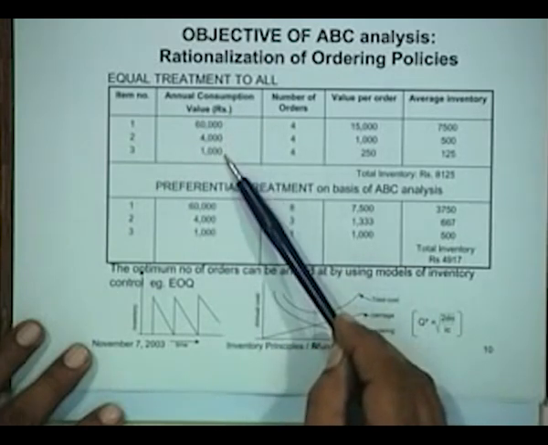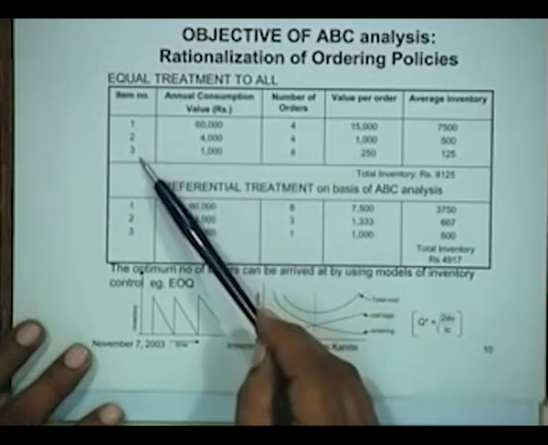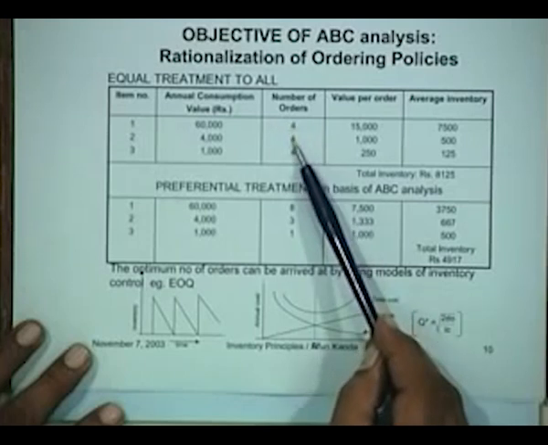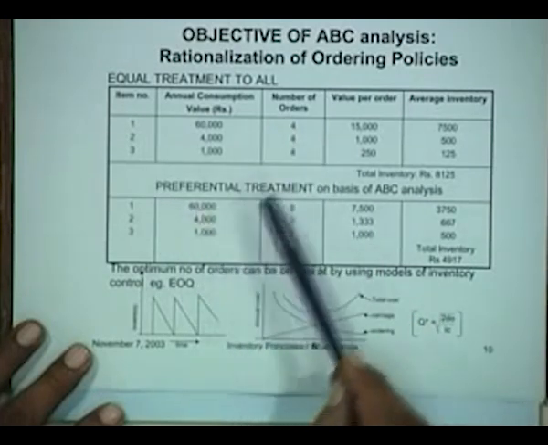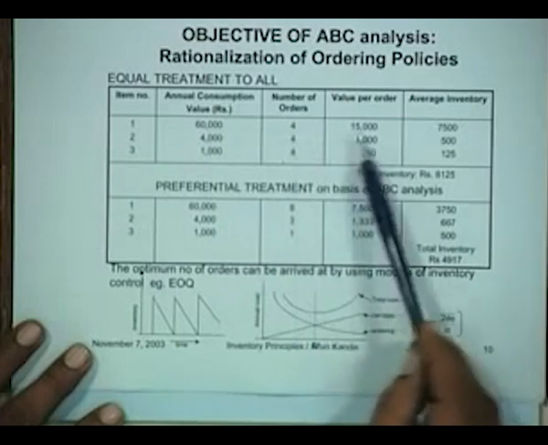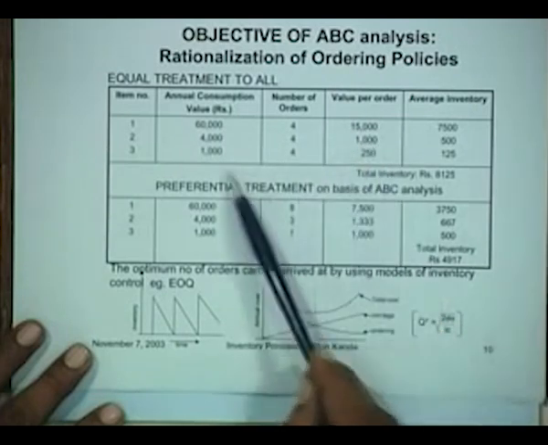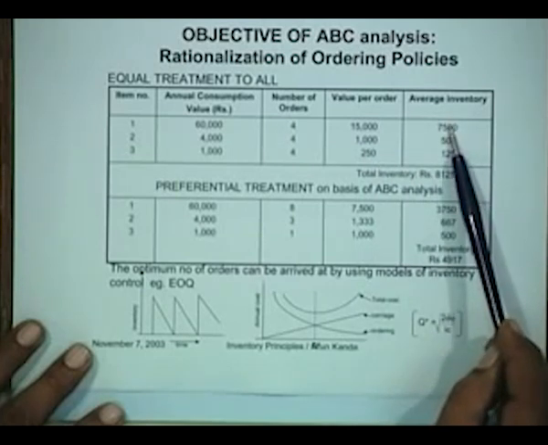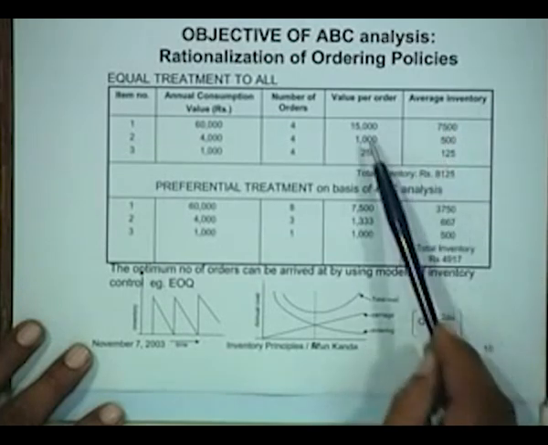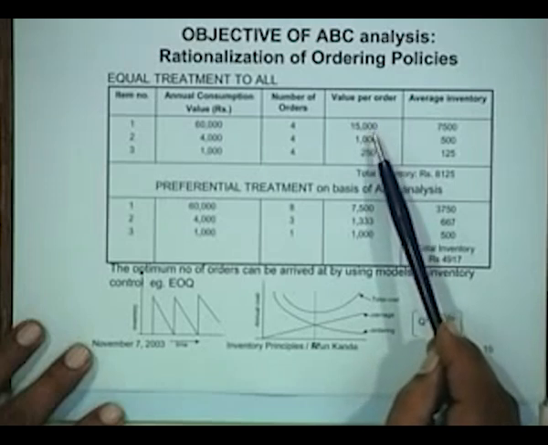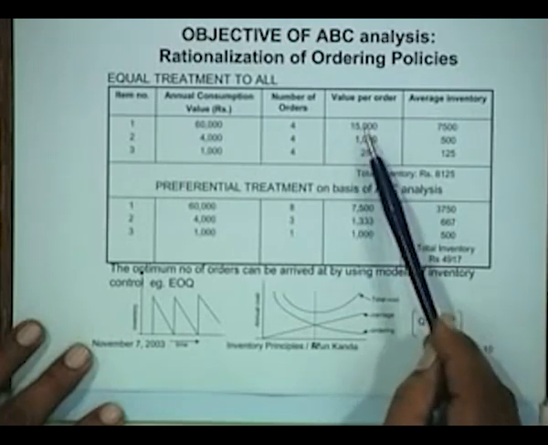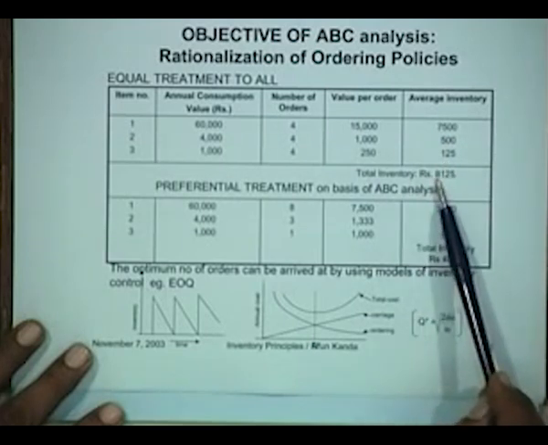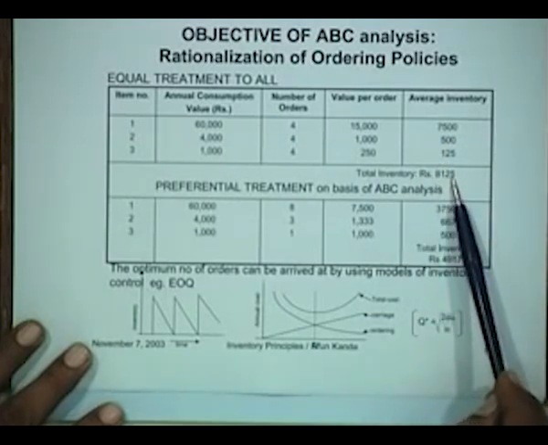So this is arranged in descending order, and let us say we give equal treatment to all of them. Equal treatment meaning we place 4 orders per year for each one of them. If we do that, then the value of each order will be 15,000 here, 1,000 here, and 2,250 here, and the average inventory therefore is going to be of this nature, right? It will be half of this, because the average inventory will be fluctuating from 0 to this maximum value. So these are the average inventory figures, and the total inventory will work out to something like 8125.